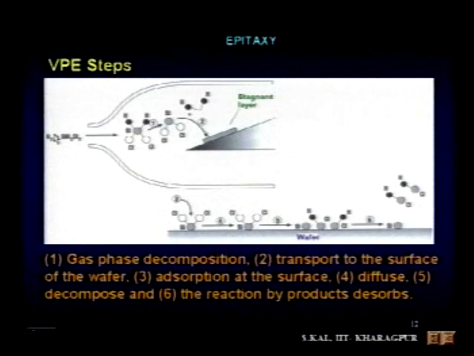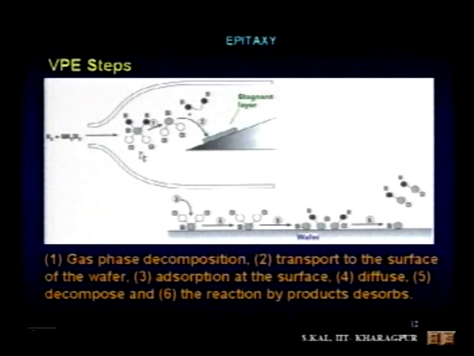At the beginning, H2 plus SiH2Cl2 are the source gases, and H2 is the carrier gas, and they are entering into the reactor. In this location, the first reaction is gas phase decomposition. That means in the gaseous phase, the gas has not yet come close to the substrate surface, but at the gaseous phase itself, because these are the gas flow lines, the SiH2Cl2 decomposes and it forms one silicon atom, two hydrogen atoms, and two chlorine atoms. In this fashion SiH2Cl2 decomposes.